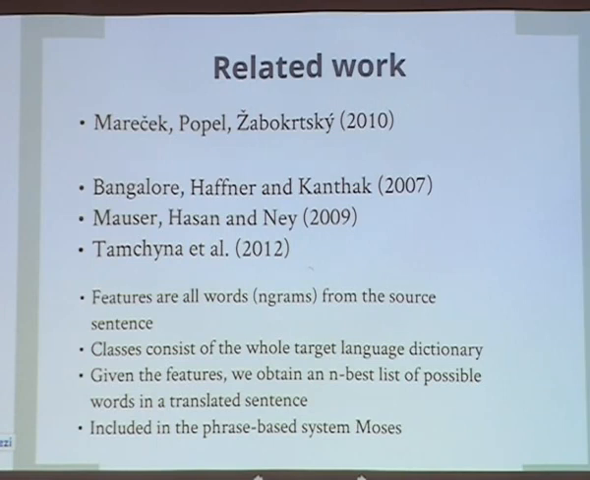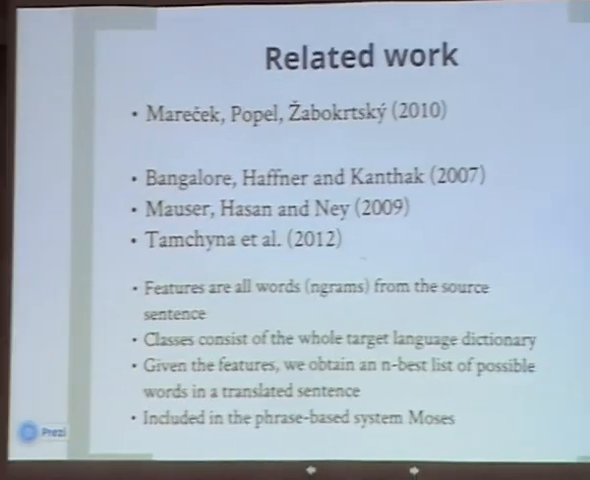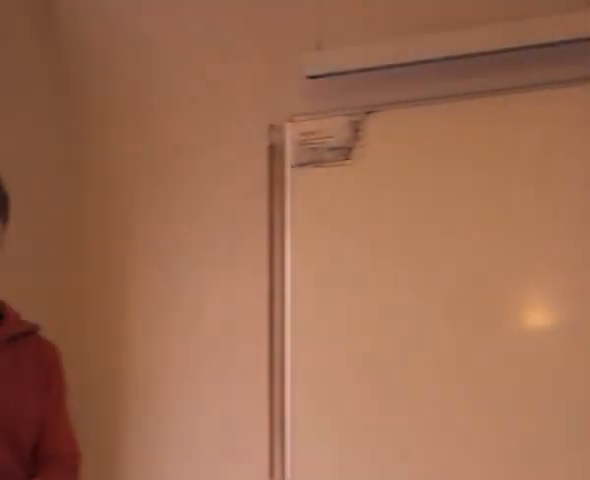So given a sentence, your features are the words in the sentence or phrases, and then from the model you get the ranking of the words or phrases from the target language. And all of them are implemented or are included in the phrase-based system Moses as a special feature there.